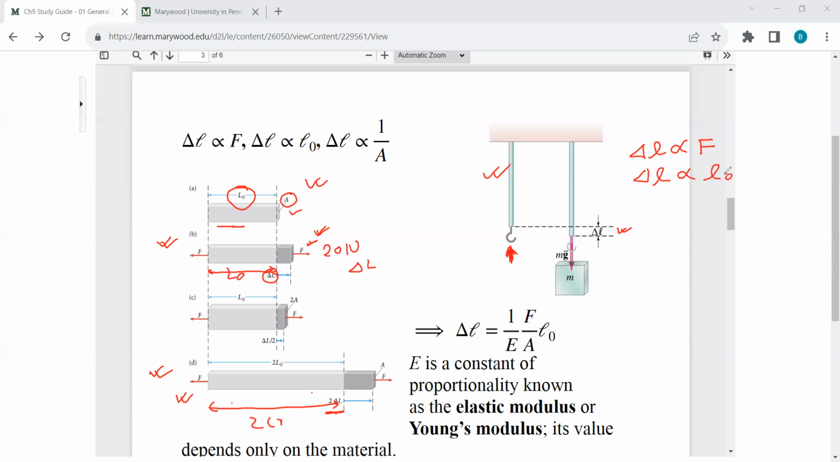If the initial length L0 is long, then delta L will be long. If L0 is small, delta L will be small. Okay, so that's the two conditions.